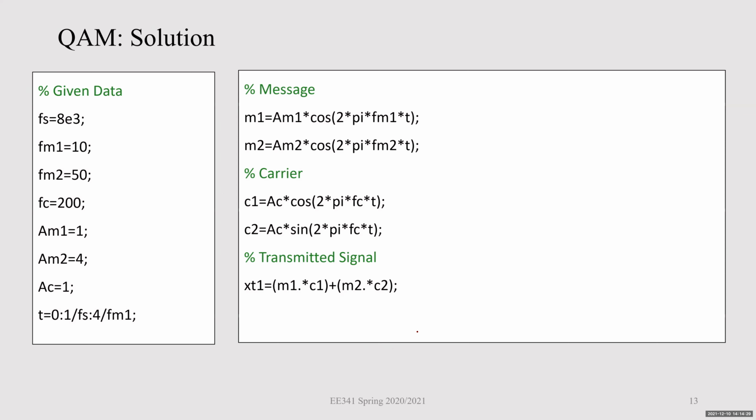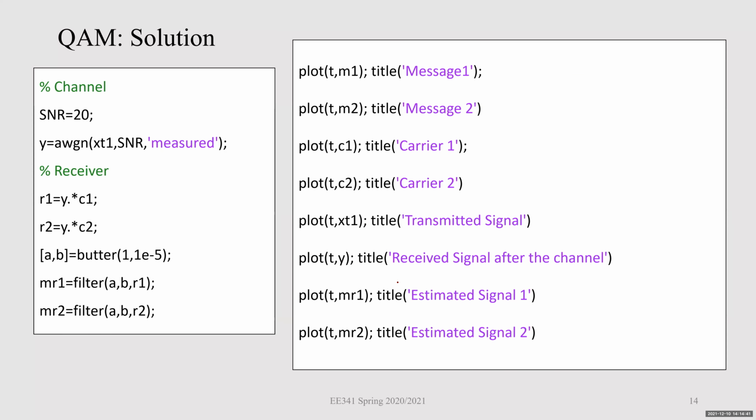So let's see here. This is my given data. This is my first message. This is my second message, first carrier. Second carrier is the shifted version, and then here adding both. Then at the channel adding white Gaussian noise. Then this is my received signal. So I multiply it with the first carrier, multiply with the second carrier, passing through the low pass filter.